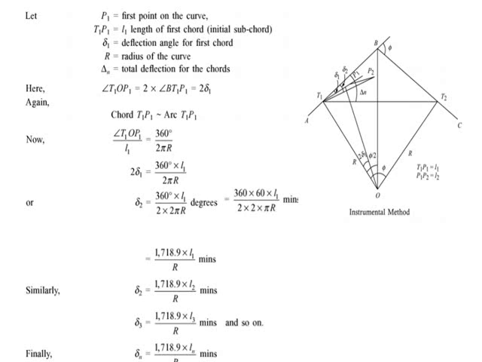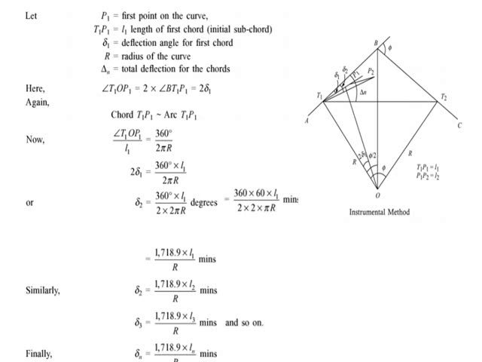So P1 is the first point lying on the curve, a point corresponding to the initial subchord. So T1P1 equals L1, the length of the first chord, that is the initial subchord. And delta 1 is the angle for the first chord. R is the radius, and delta N is the total deflection angle for the chords.